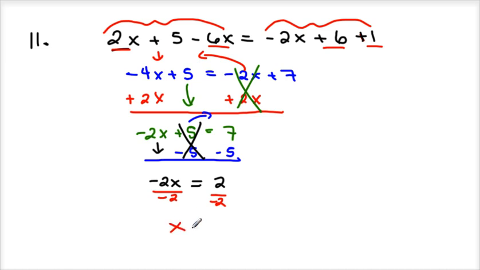And we're going to say that x equals, so negative 2 divided by negative 2 is 1. 2 divided by negative 2 is equal to negative 1. So x equals negative 1 here.